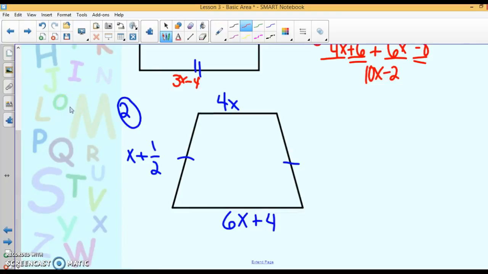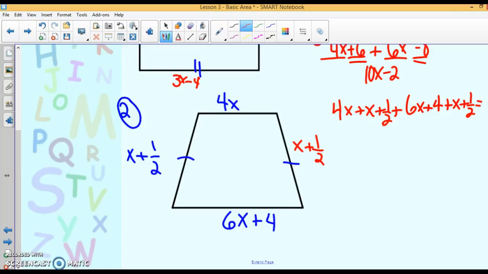Okay, let me scroll up here. Find the perimeter of 2. Go ahead and pause it and do this one. All right, again, these single hashes show me that those two sides are the same length. So this is x plus 1/2. How do I find the perimeter of any shape? I add up the sides. So 4x plus x plus 1/2 plus the bottom is 6x plus 4 plus the left is x plus 1/2.